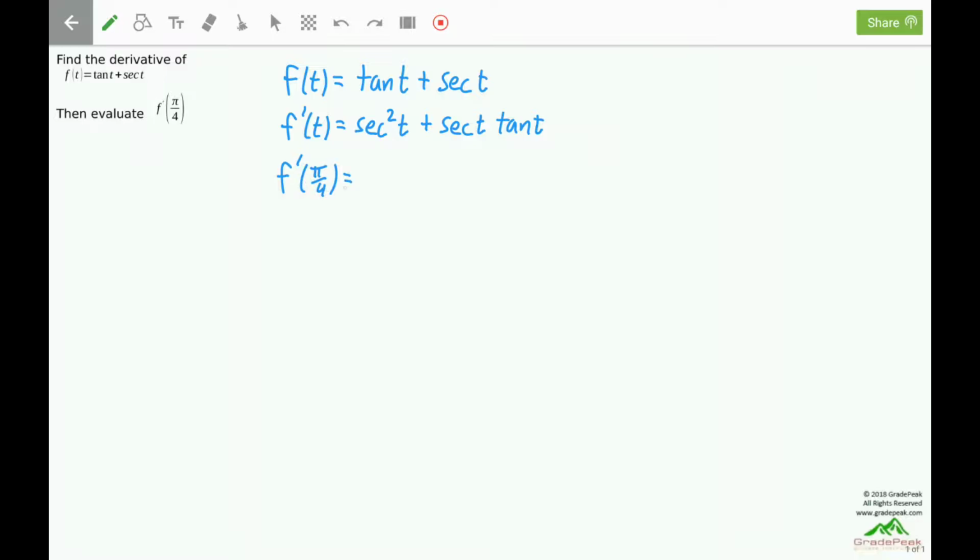F prime of pi over 4 equals secant squared of pi over 4 plus secant pi over 4 tangent pi over 4. The first term, secant squared, means to evaluate the secant first and then square that result.